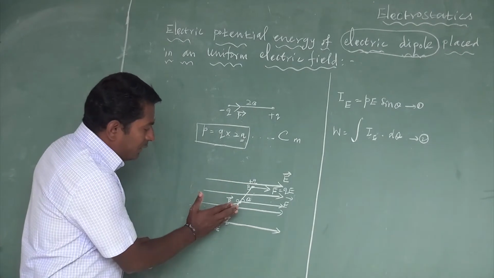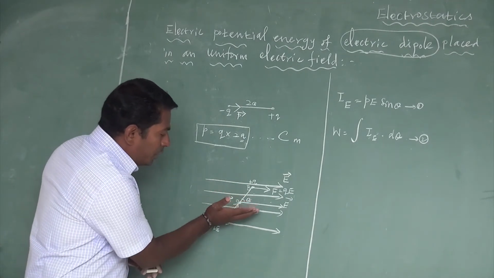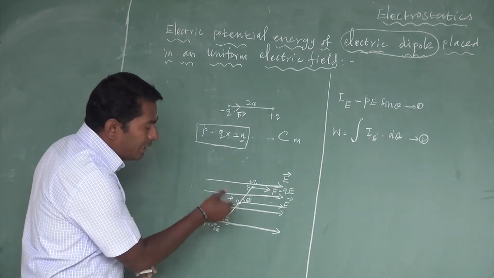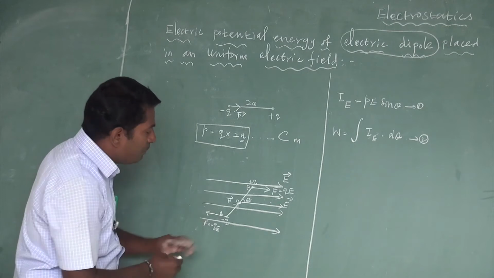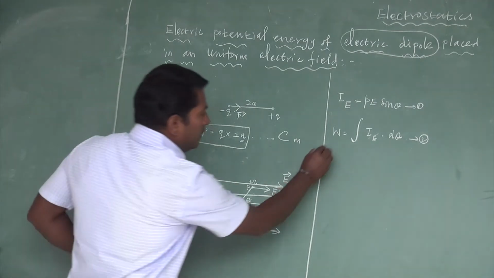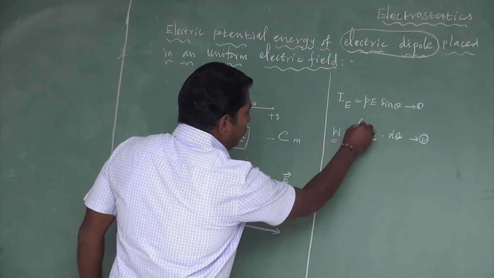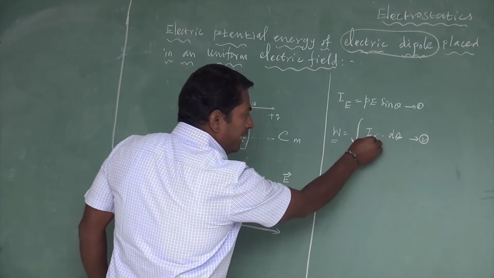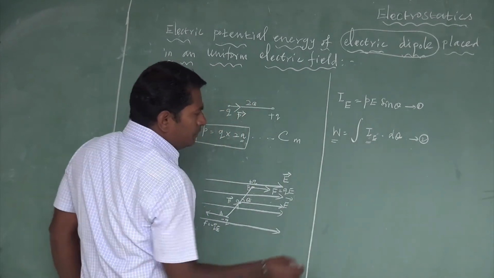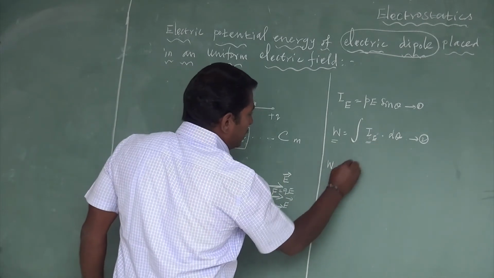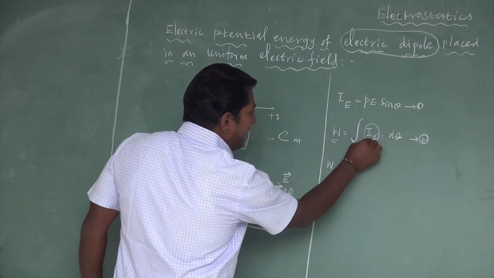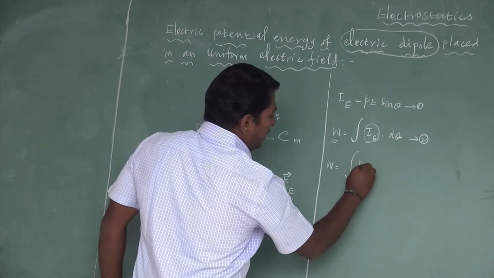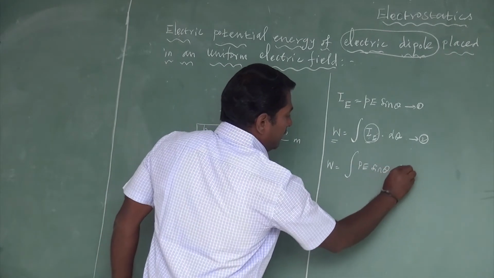So, this electric dipole is rotated from one position to this desired position theta. What is the amount of work done required to deflect the electric dipole to a desired position theta? That amount of work done W is equal to the integration of the torque experienced by the electric dipole due to the electric field, dot d theta. So W is equal to the integration of the torque experienced by the electric dipole in a uniform electric field, pE sin theta dot d theta.